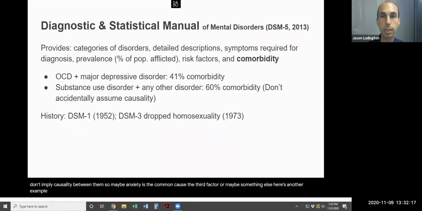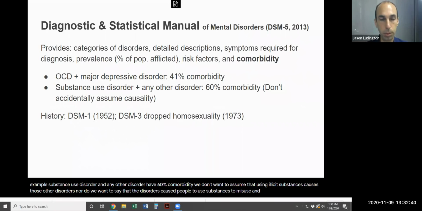Here's another example. Substance use disorder and any other disorder have 60% comorbidity. We don't want to assume that using illicit substances causes those other disorders, nor do we want to say that the disorders cause people to use substances or to misuse and abuse substances. However, if anything, the latter is more likely. But there may be third factors that we don't know about. So we don't want to imply or assume causality accidentally when we hear about these comorbidity characteristics with disorders.